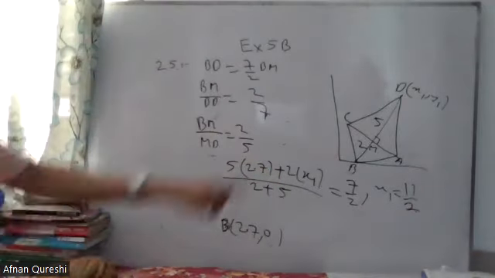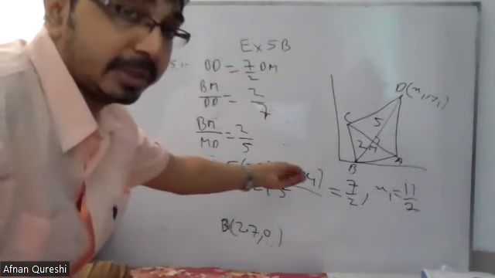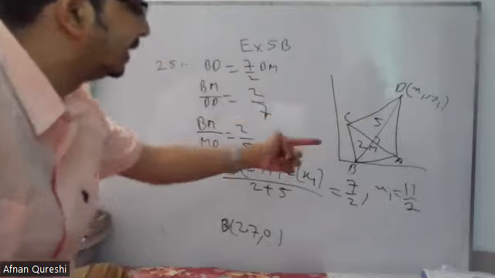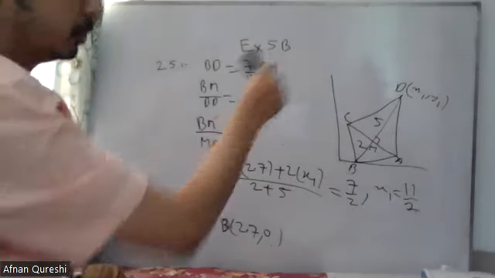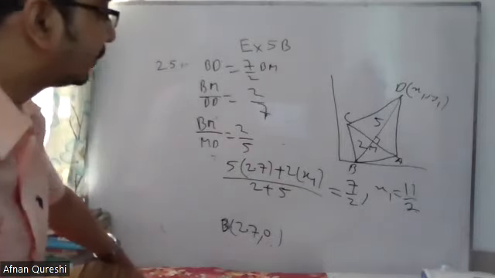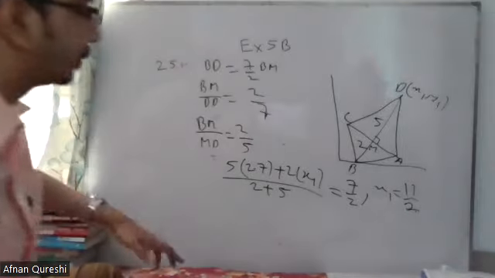Okay. So basically 5 into the x coordinate of B plus 2 into the x coordinate of D, which I'm taking as x1, divided by 2 plus 5, is equal to the x coordinate of M. M is dividing BD in the ratio 2:5. I'm going to do the same for finding the y coordinate also.